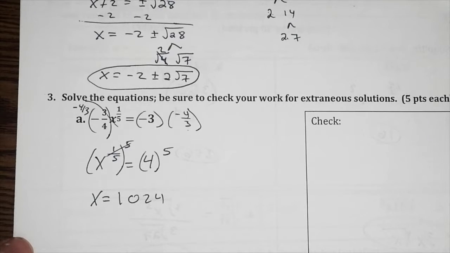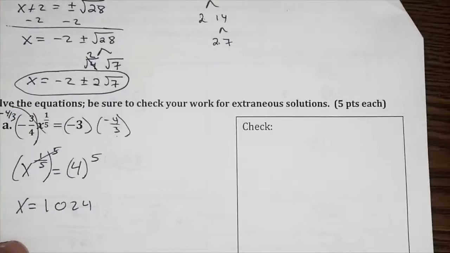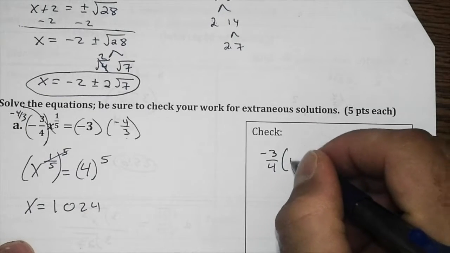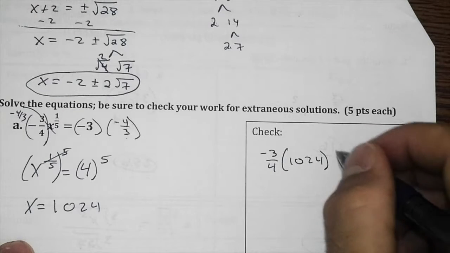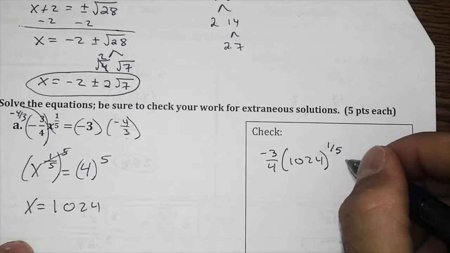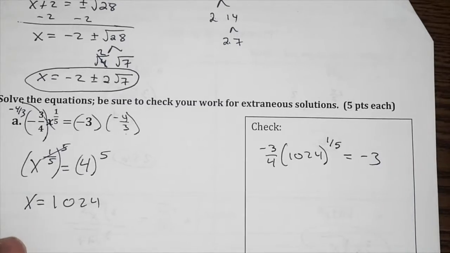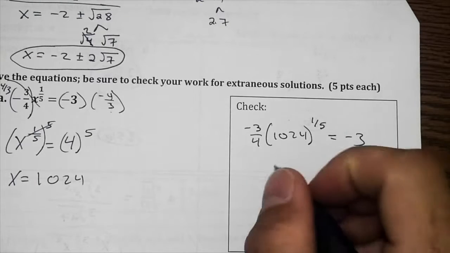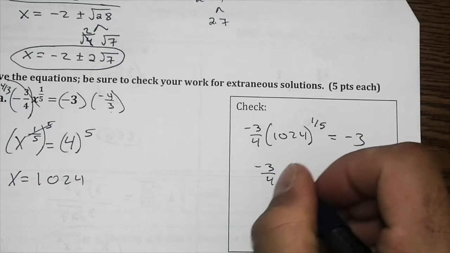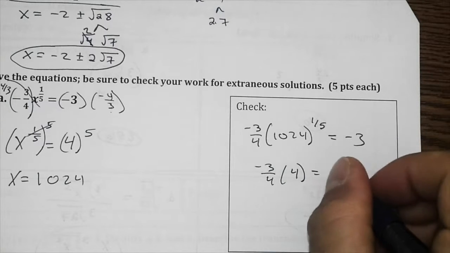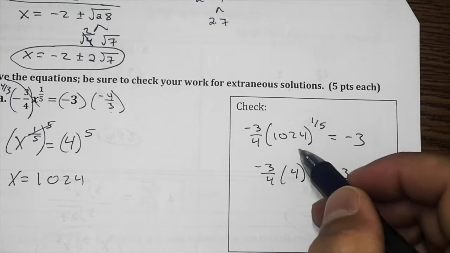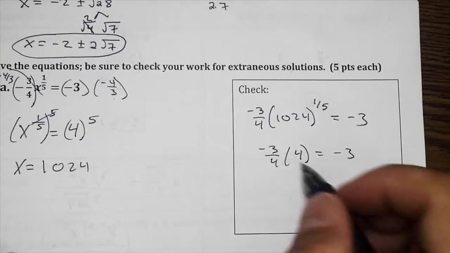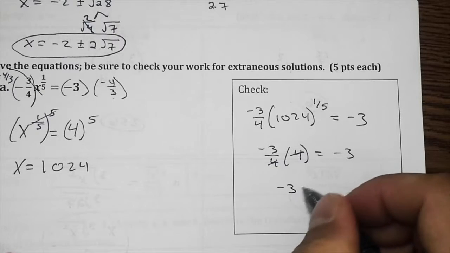Right. So now we have to do a quick check on this. Negative 3/4 times 1,024 to the power of 1/5 equals negative 3. Right? So 1,024 to the power of 1/5 is just 4. The 4's cancel. We get negative 3 equals negative 3.